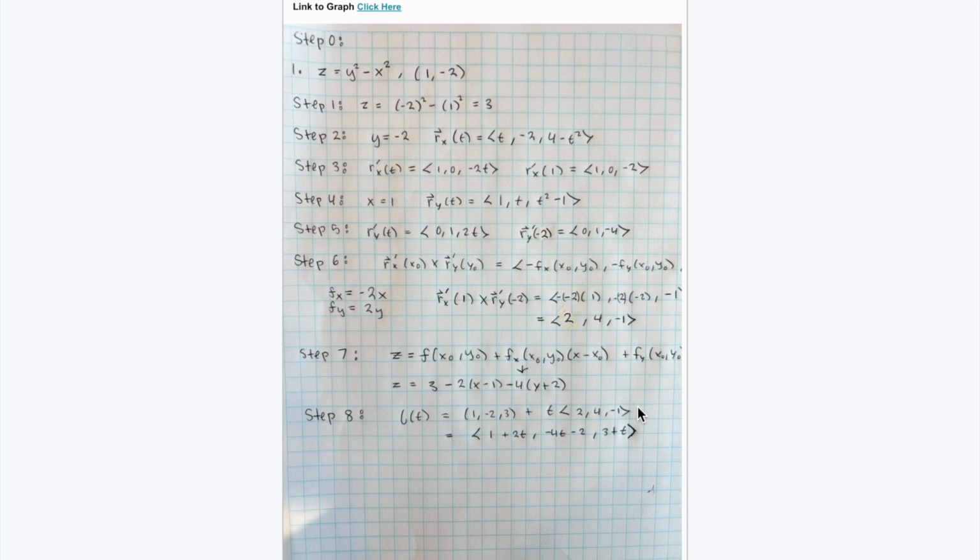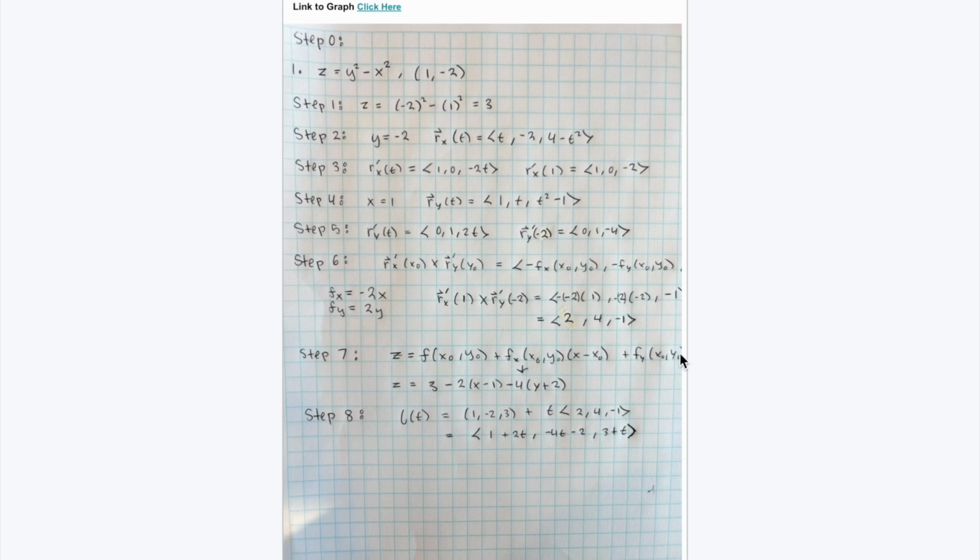And then for step 4, you're basically doing the same thing, but with x. So you say x equals 1, and then to get the space curve, you do 1, comma t, and then for your z term, it's going to be y equals t, so t squared minus 1. And then for step 5, the tangent vector, you take the derivative of this, so that's (0, 1, 2t), and then plug in the point. So t equals -2, and then you get (0, 1, -4).